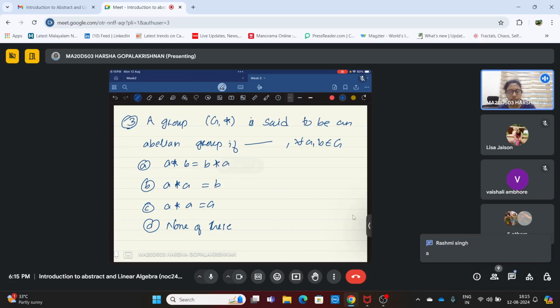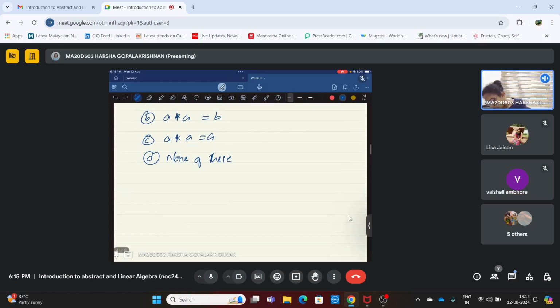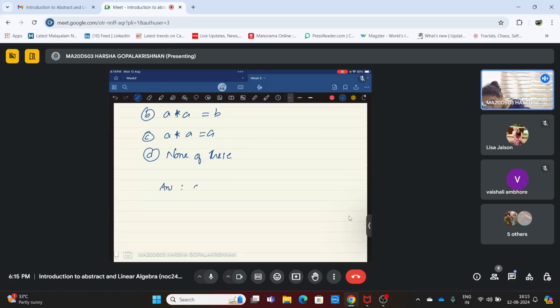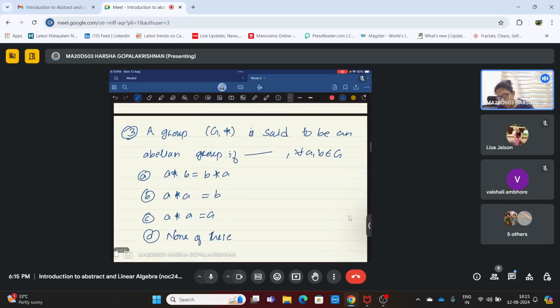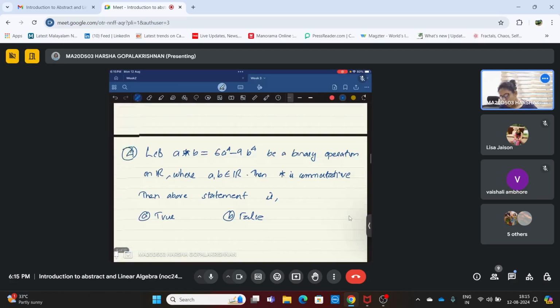Yeah, of course, A. Abelian means the commutativity is satisfied. Commutativity means A star B equals B star A. The order in which we do the operation does not matter. A star B and B star A should be the same. So the answer is A. I don't think an explanation is needed. It is just the definition.